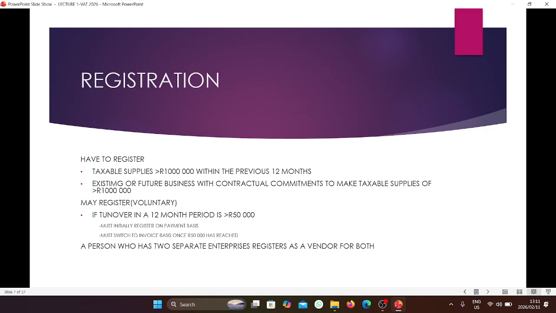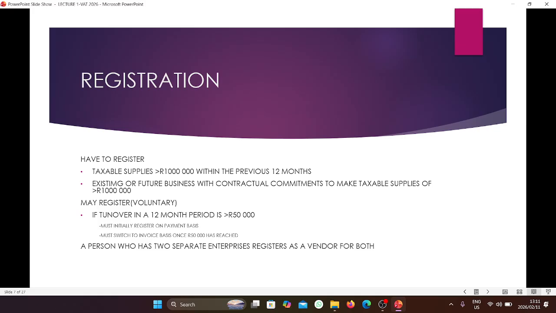SARS uses this money for infrastructure, building roads, building hospitals. It's the VAT money, the tax money that they use, right? And then you, as a VAT vendor, would be given an option to register for VAT. You can voluntarily register for VAT if your turnover in the last 12 months is more than 50,000. So if it's more than 50,000, you can decide, you know what, I want to register for VAT.